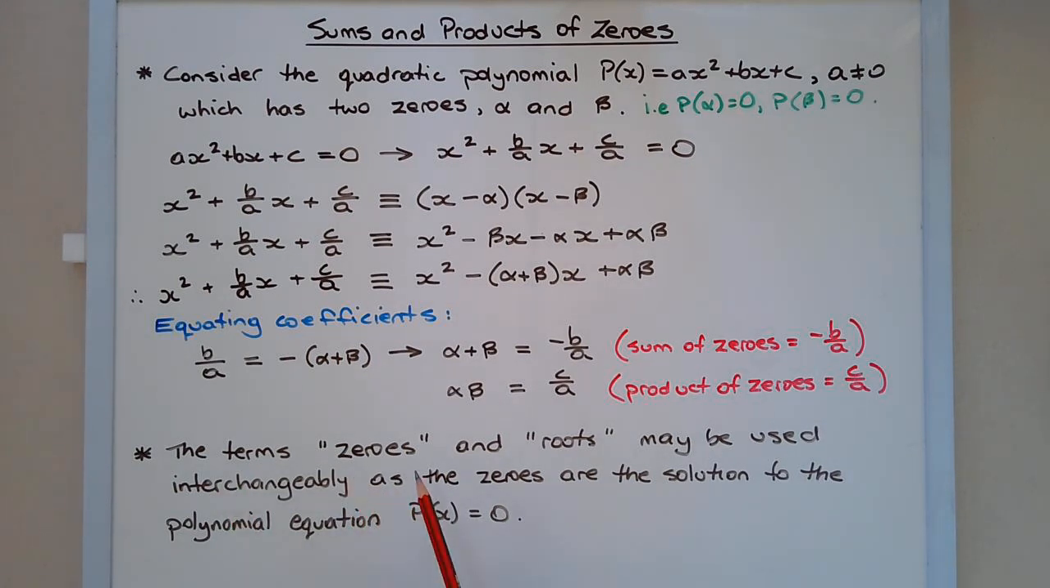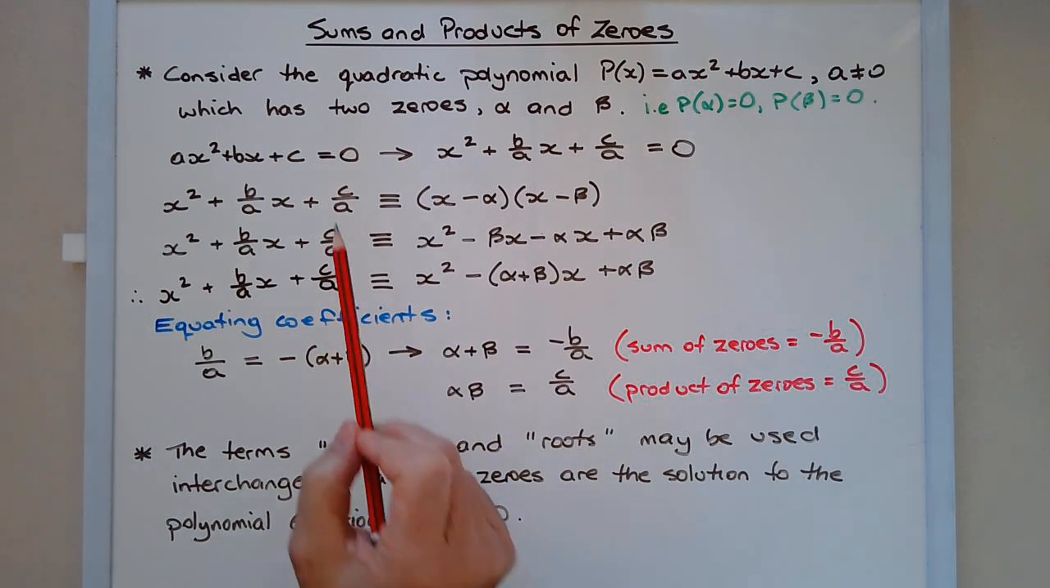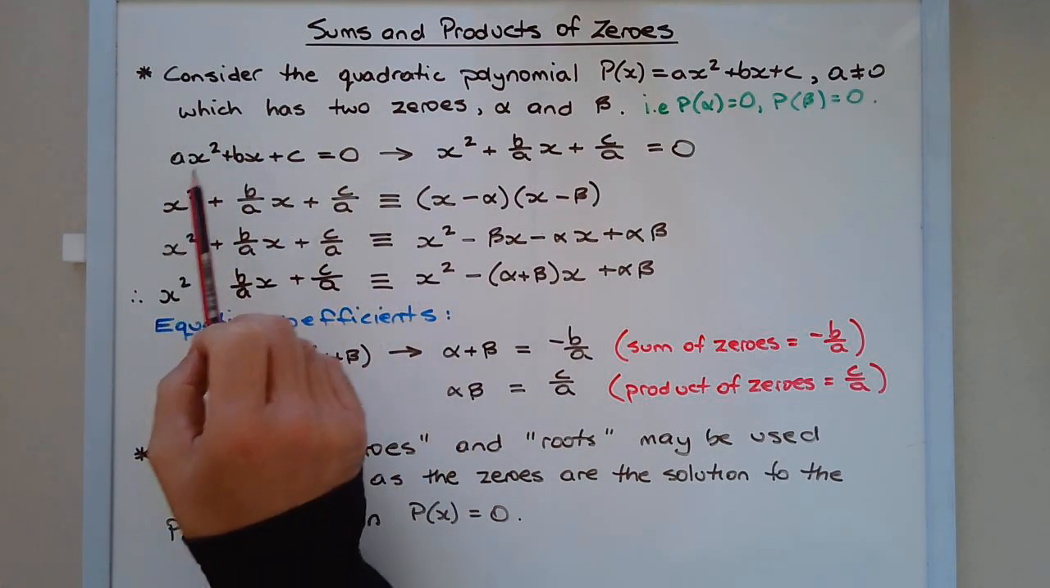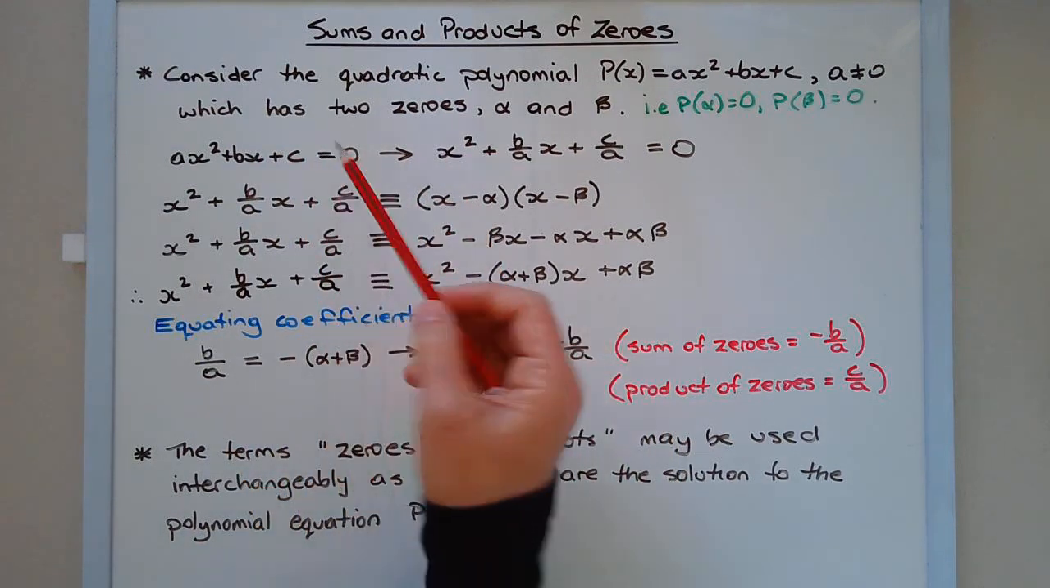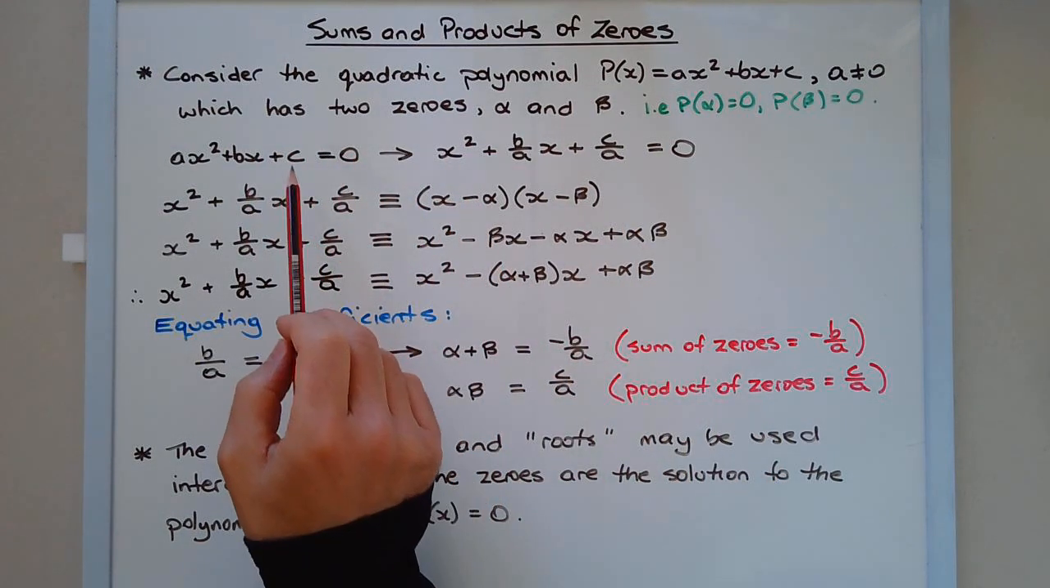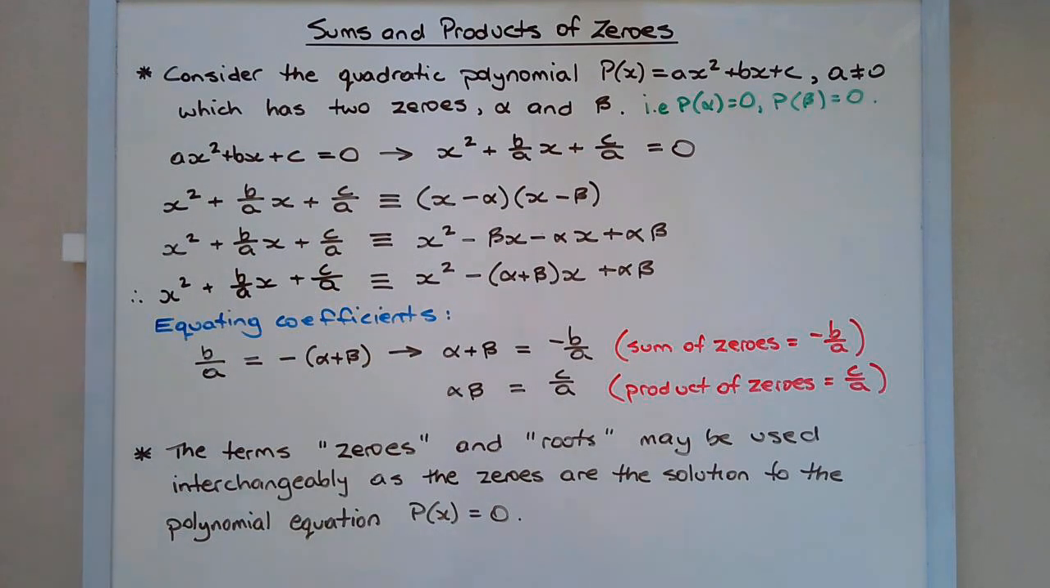Now the terms zeros and roots may be used interchangeably, as the zeros are the solution to the polynomial equation p of x equals 0. So if you recall with zeros and roots, for the most part, we can use them interchangeably because they refer to the same thing. And because we're dealing with the equation ax squared plus bx plus c equals 0 and no other number, or a number that's not equal to 0, we can use the terms zeros and roots. And sometimes I might use those two words interchangeably throughout my videos.